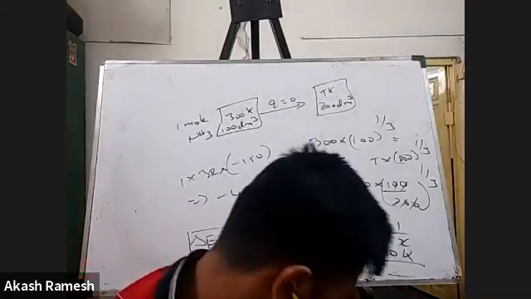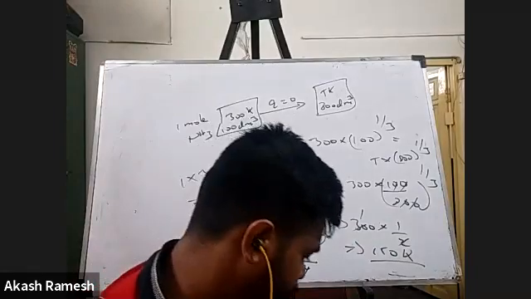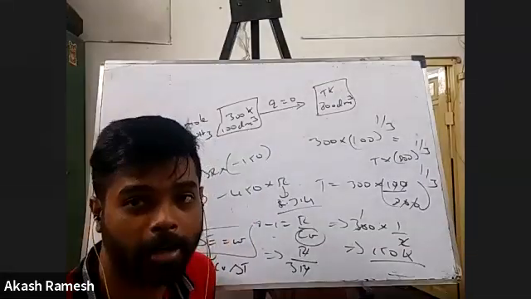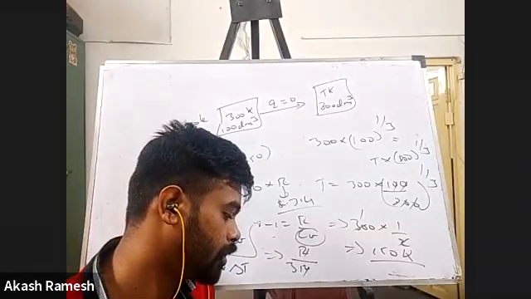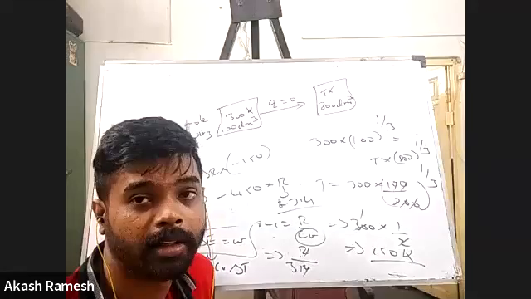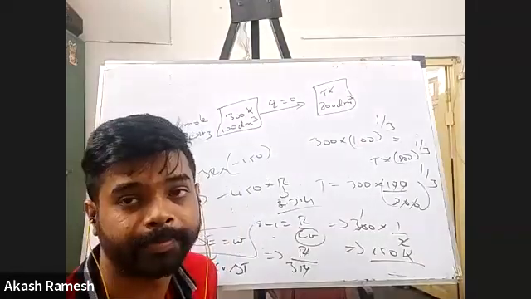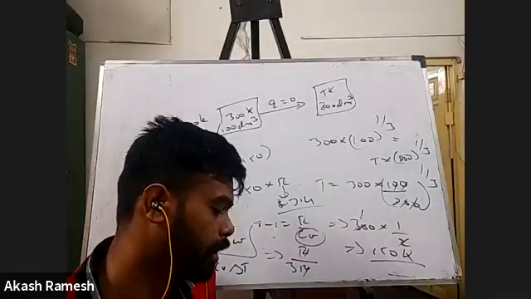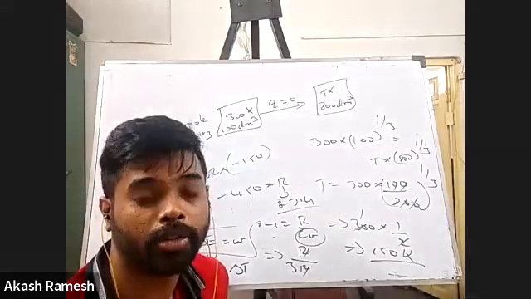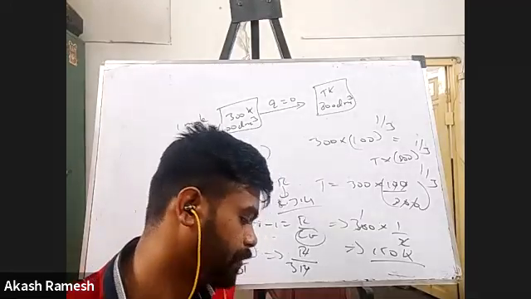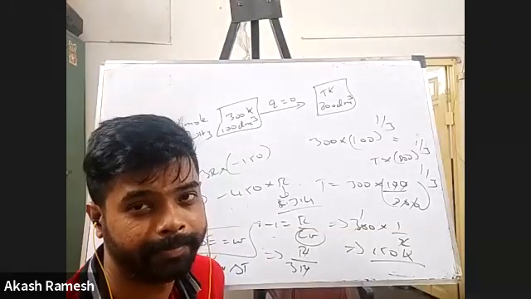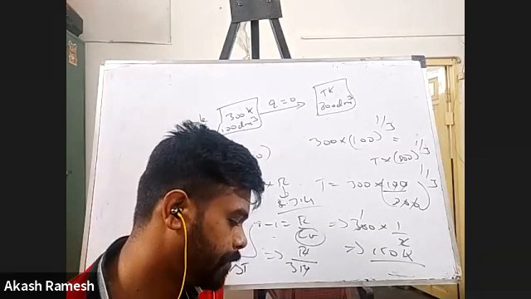Okay, fine. Anyways, continuing with the question. 2 moles of an ideal diatomic gas undergoes a reversible isothermal expansion at 298 Kelvin.